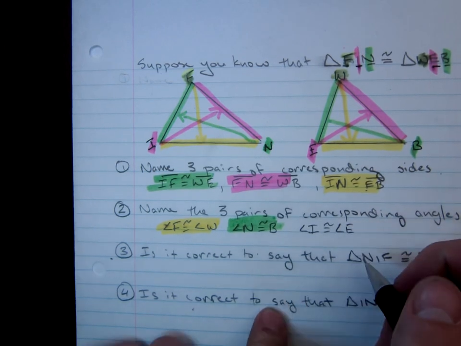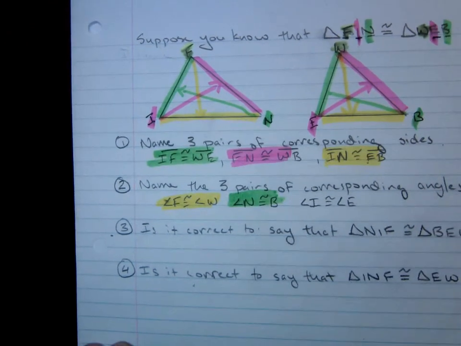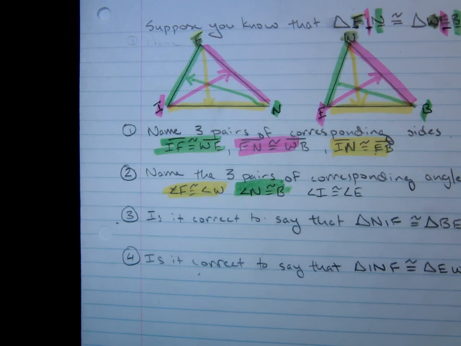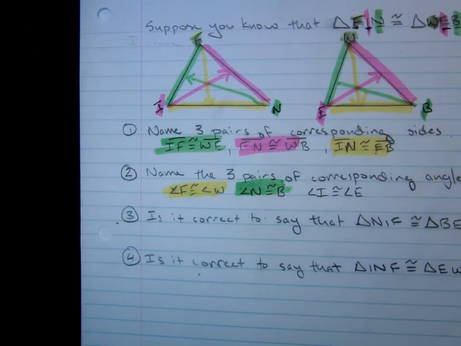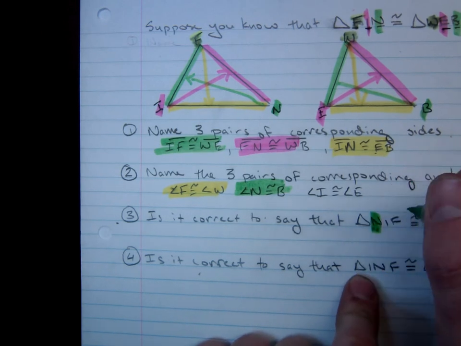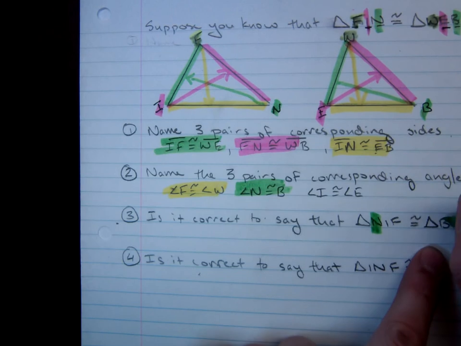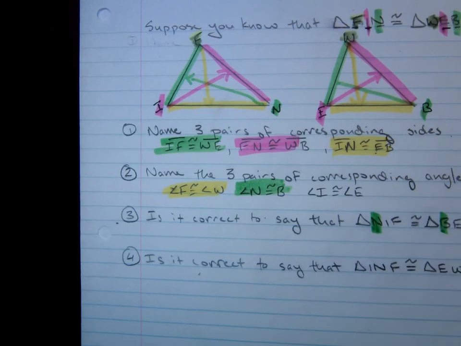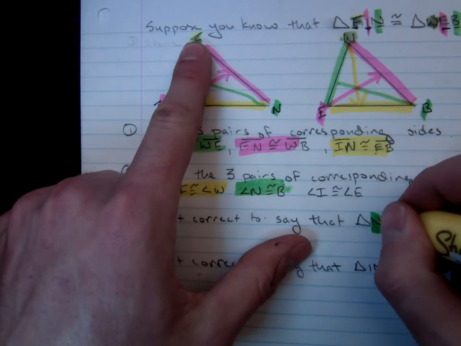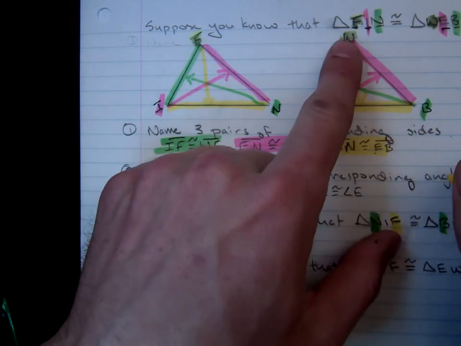And then very lastly, we're going to be asked if the triangles are good to go. What's nice about having everything labeled this way is we just have to see if things lined up. So I have N, a green angle, and B was my other green angle. Then I have that F was my yellow angle, and W was my other yellow angle.